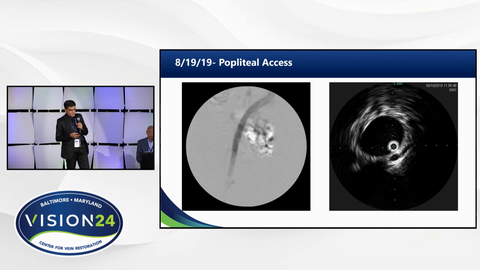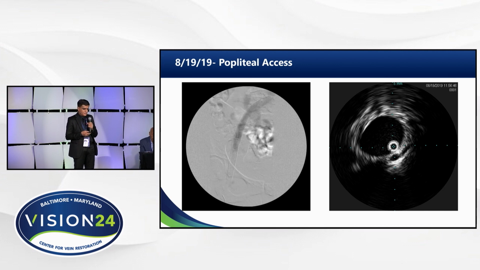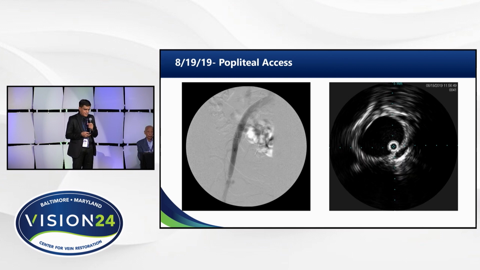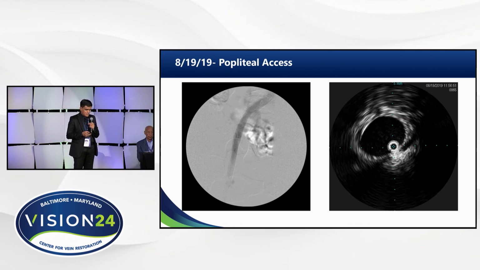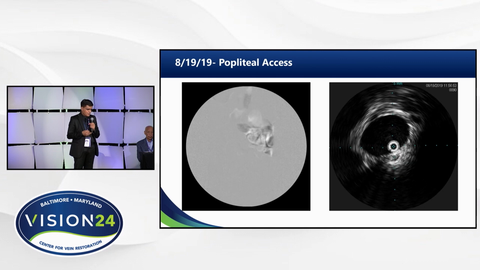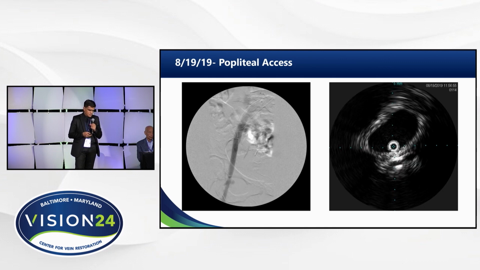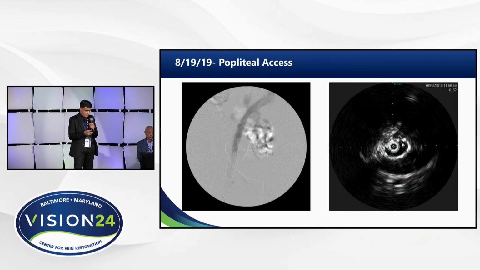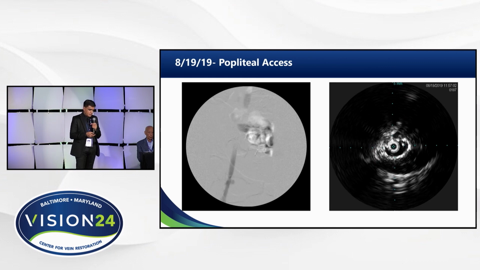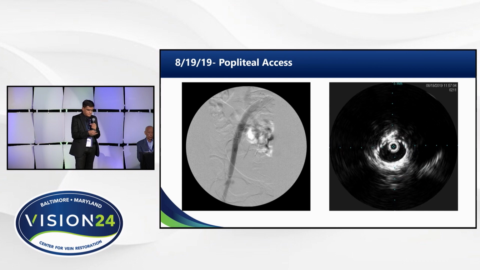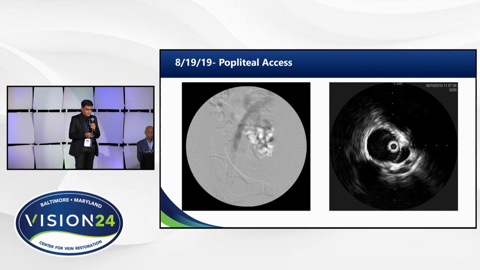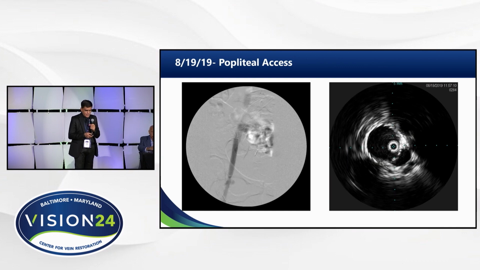And then that translated again into relief of symptoms. And again, she did very well for about another 2 years, and then came back again in 2019, this time complaining of recurrence of left-sided pelvic issues, leg pain, leg swelling on the left side. So this time I brought her in, I got the access on the left pop, and we went up and did a venogram, and then the IVUS is shown on the right.